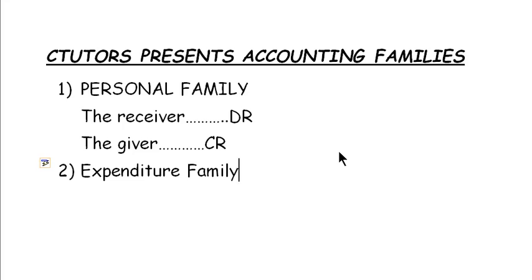So whatever is a payment made by a business is regarded as belonging to the family of expenditure. Now the main thing you should know is what happens to expenditure by birth. How does expenditure react? The rule is that every expenditure is debited by birth. So whenever expenditure occurs, or you identify an item to be expenditure in your ledger, put it on the debit side. That's all.